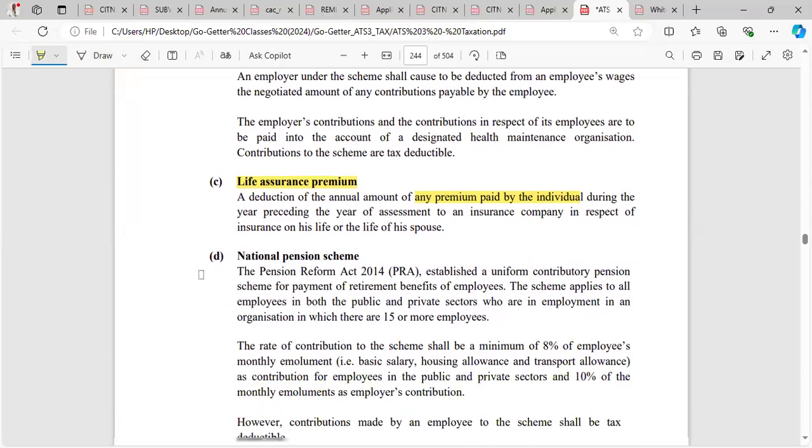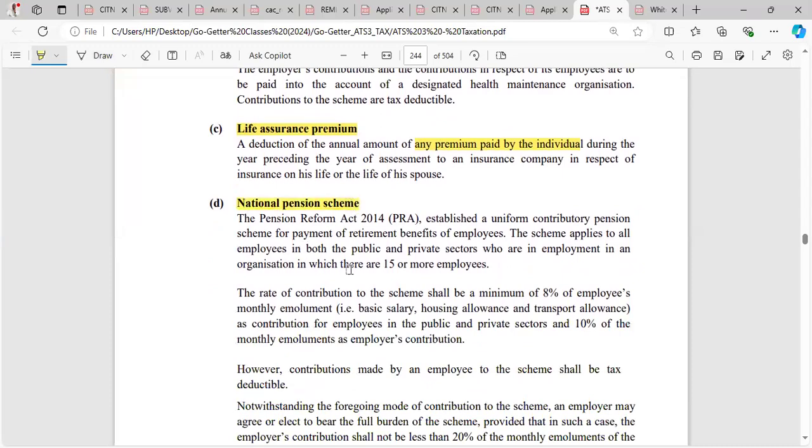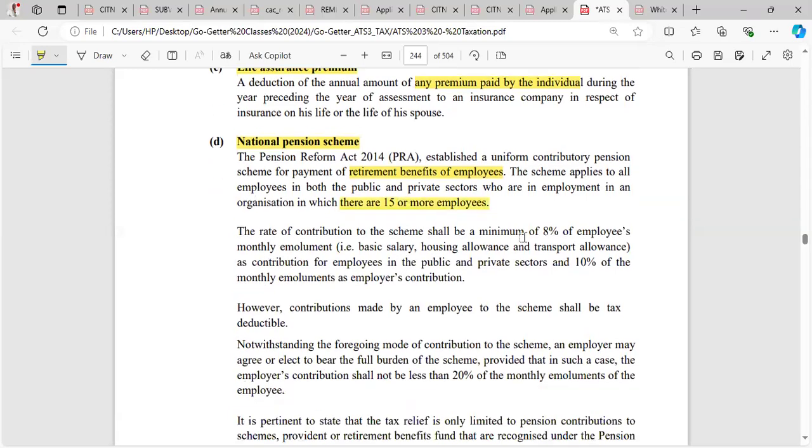Then we have National Pension Scheme. The National Pension Scheme establishes a uniform contributory pension for payment of retirement benefits to employees. Now, the scheme applies to all employees, both public and private, who are in employment in an organization where there are 15 or more employees. Now, the rate of contribution to the scheme shall be a minimum of 8% of the employees' monthly emolument. Now, the monthly emolument is basic, housing, and transport. I usually call it BHT.